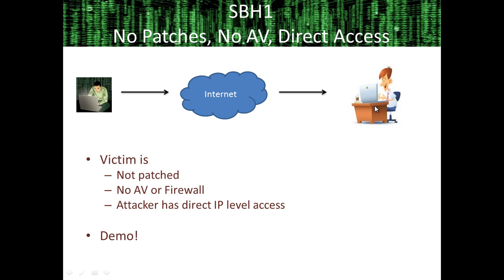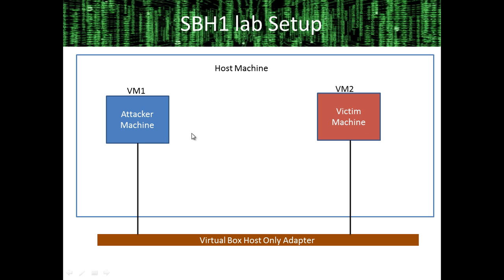So how does the lab setup look like? Well, I have a host machine in which there are two VMs. One is the attacker machine running Backtrack, and the other is the victim machine running Windows XP. And both of them are connected directly using the VirtualBox host only adapter.